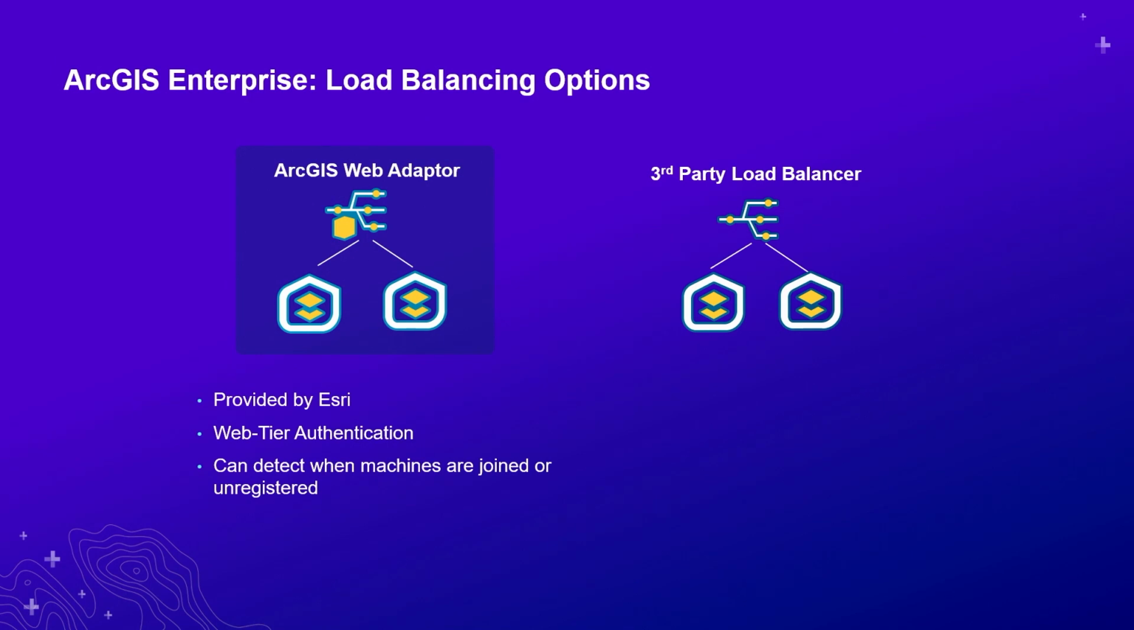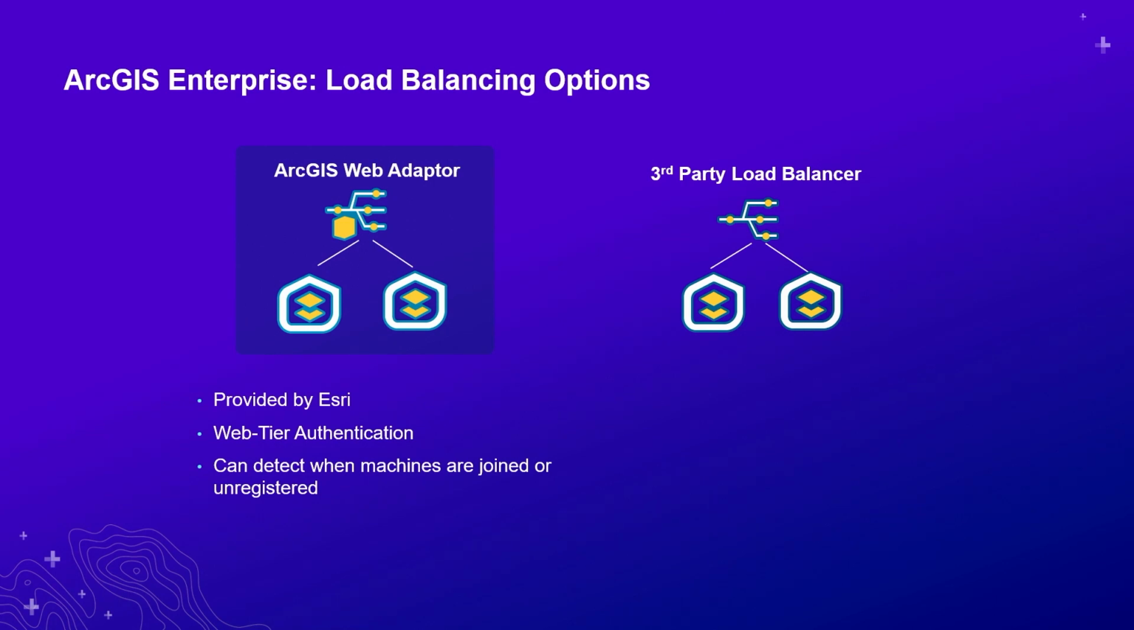The first is the web adapter. The web adapter is essentially a reverse proxy. It also can act as a load balancer using basic load balancing algorithms, a round-robin approach. It's provided by Esri, and it can be used along with web tier authentication. So you can use web tier authentication such as IWA within your deployment.